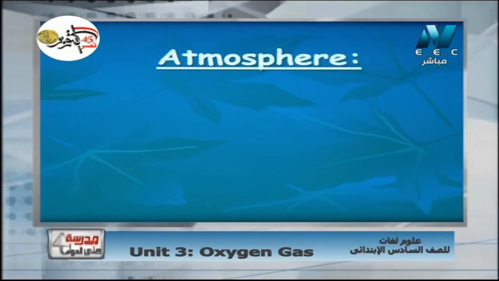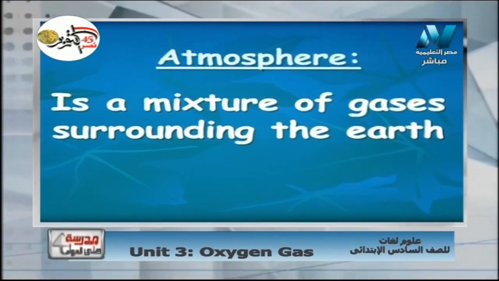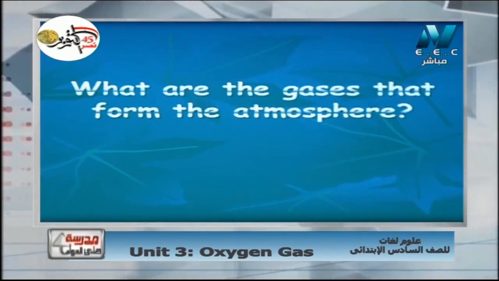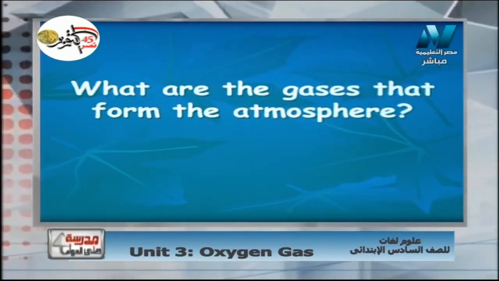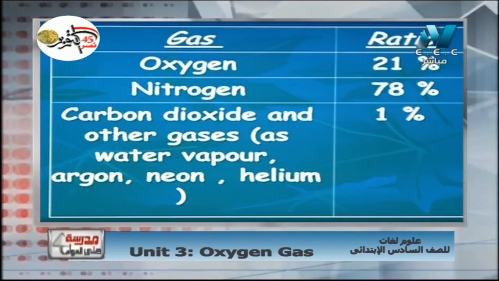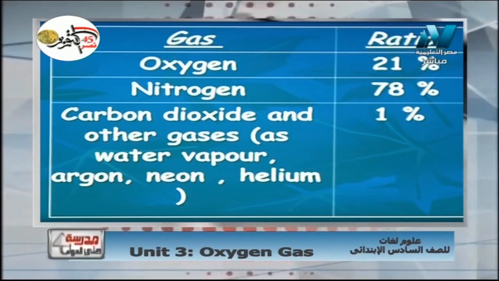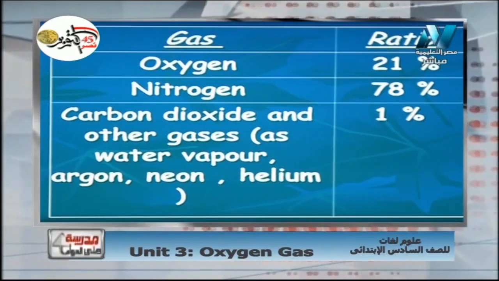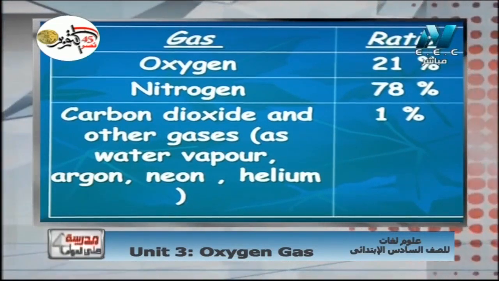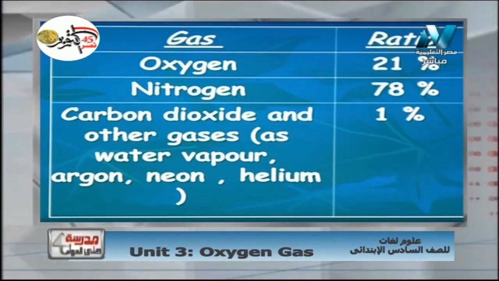Atmosphere, a definition for atmosphere or atmospheric air, I can say it's a mixture of gases surrounding the earth. As I said before, زي ما قلت في أول الحلقة, it's a mixture of gases surrounding the earth. So now, what are the gases that form the atmosphere? ايه هي الجاس الموجودة في الاتموسفير أو أشهر الجاس الموجودة في الاتموسفير؟ Number one, oxygen gas with a percentage of 21%, nitrogen gas with a percentage of 78%, carbon dioxide and other gases such as water vapor, argon, neon, helium with 1%. مهم قوي أعرف كل جاس عنده percentage قد إيه أو نسبة قد إيه بالظبط. Oxygen gas 21% أو 1 over 5.